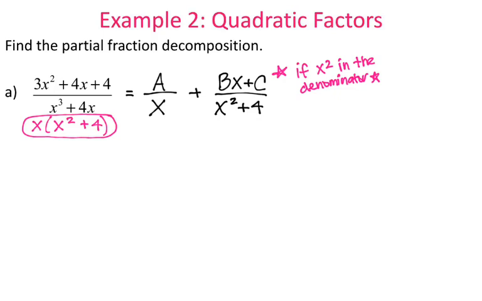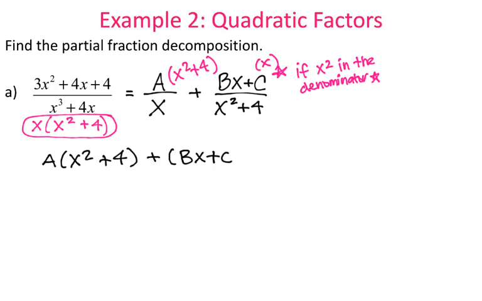So for my first fraction, I'm going to multiply this one by x squared plus 4. And for my second fraction, I'm going to multiply by x. Because again, I'm comparing to what's over here and looking at what's missing, and that's what I'm going to multiply by. I'm going to go ahead and rewrite. So I have A times x squared plus 4 plus, I'm going to put Bx plus C in parentheses because it's an expression, times x. And then I'm going to go ahead and work through my distribution.